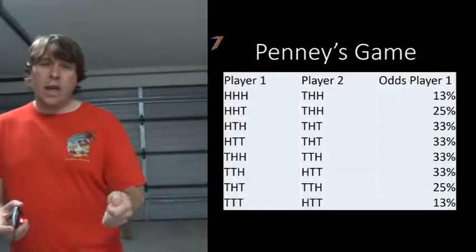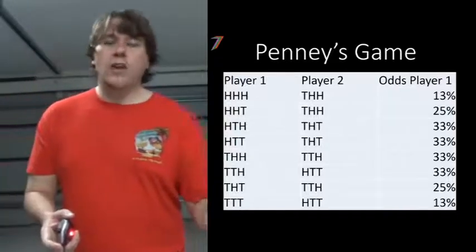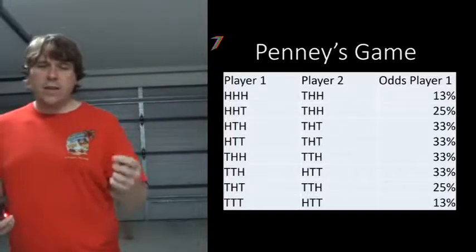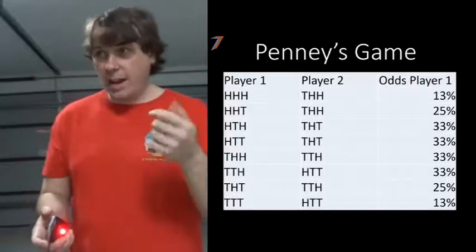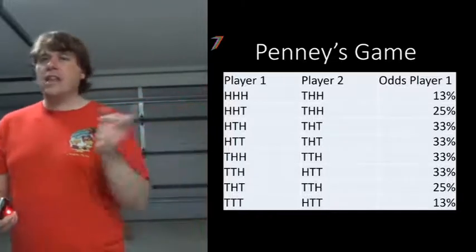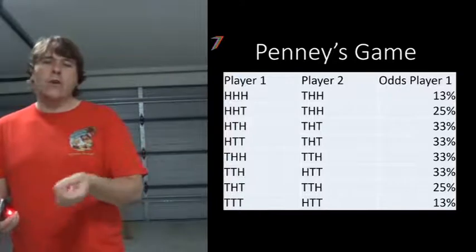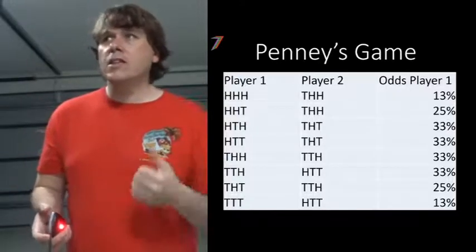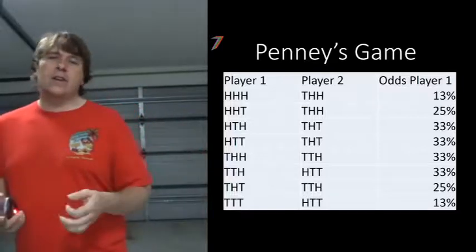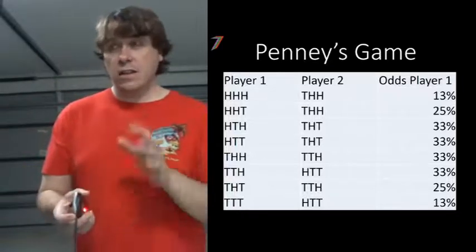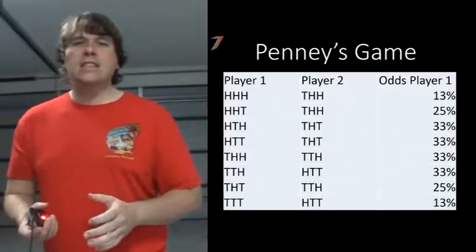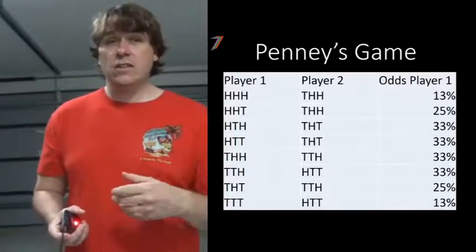Let's say player 1 says, okay, I want to get heads 3 times in a row. How the game is played is you keep flipping the coin again and again until you get 3 heads in a row. And then player 1 has won if he gets those 3 heads. Then player 2 comes along and picks a strategy. In this case, the strategy is tails, heads, heads, and that is actually a superior strategy to 3 heads.